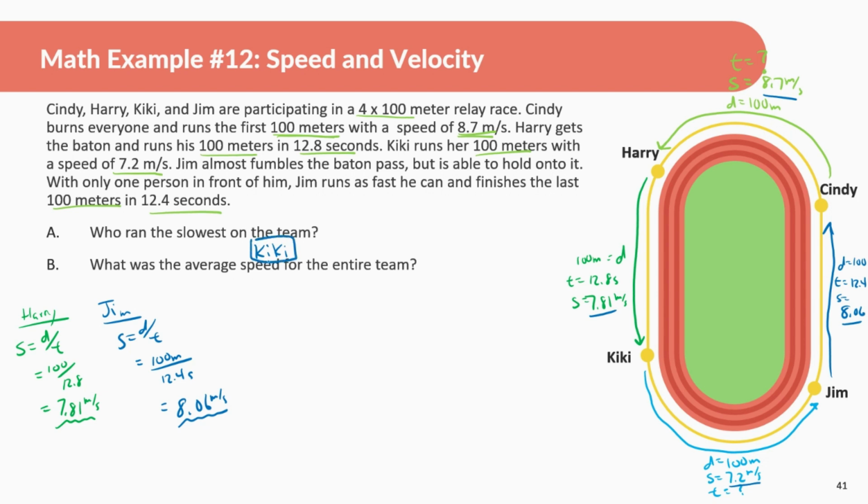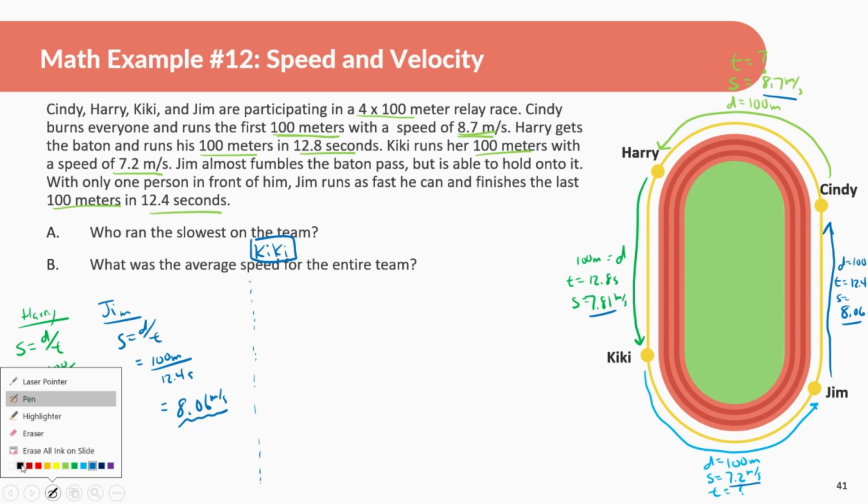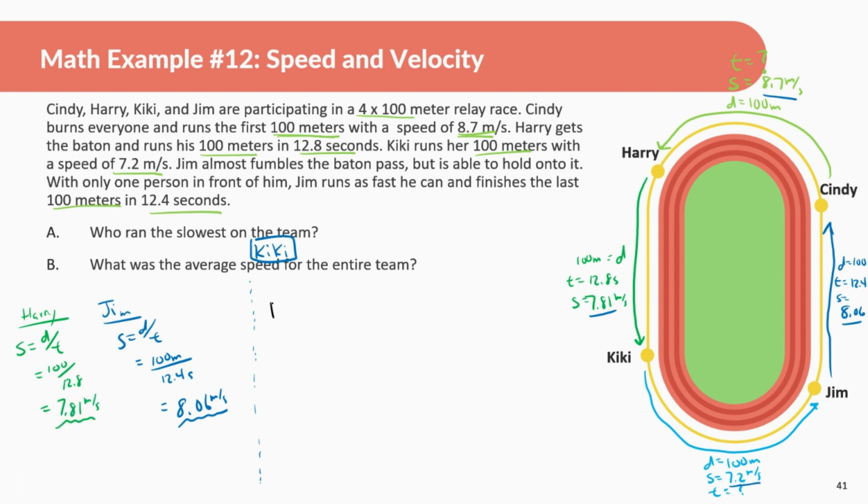What was the average speed for the entire team? Okay, so you might be tempted: we got everybody's speed, let me add them all together and divide by 4. However, that's not exactly the best way to do this. Let me do this in black. So the average speed is equal to the total distance run by the team divided by the total time by the team.